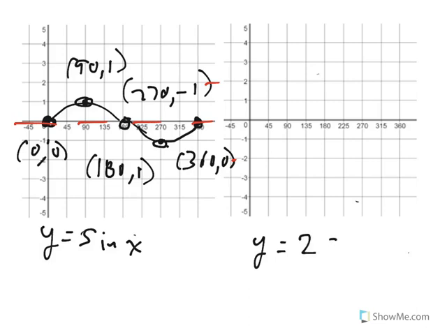If there's a coefficient in front of the whole equation, then the y-coordinate gets doubled. That doesn't affect the midline, because if you double 0, you still get 0. So these 3 points are still in the same spot. But what does change is, instead of having 90, 1, we're going to have 90, 2, and 270, negative 2. And we call this number the amplitude.